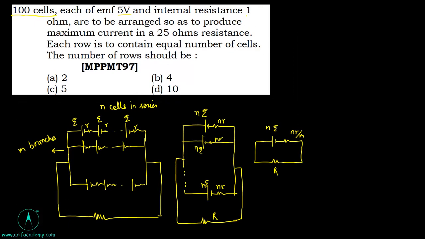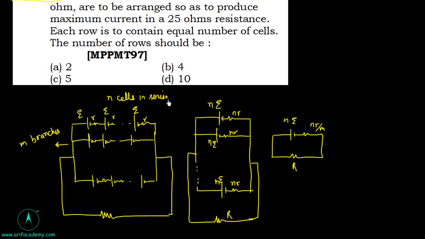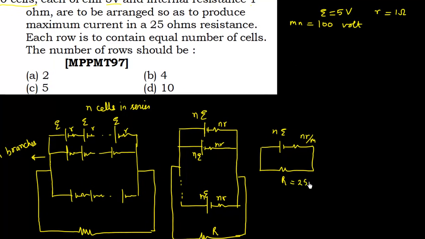Now we know that if we have n cells in series and there are m branches, the number of cells is mn, and mn is equal to 100. The EMF is 5 volt as given, the internal resistance small r is 1 ohm, and the external resistance capital R is 25 ohm.